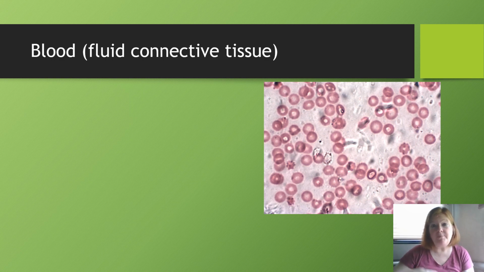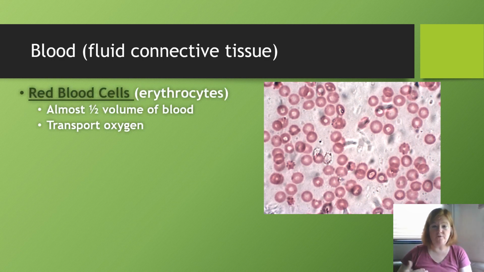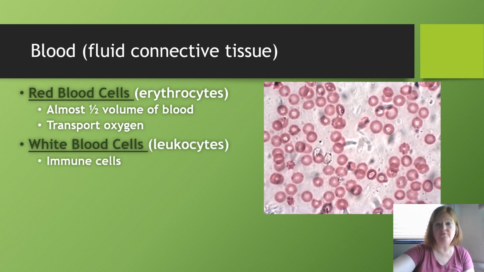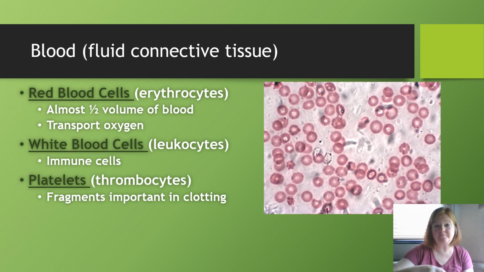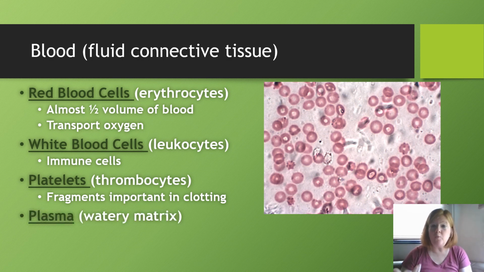Okay, we'll start with blood, one of the fluid connective tissues. It has four main components: red blood cells or erythrocytes. That's about half of the volume of blood, and it transports oxygen as a major function. White blood cells or leukocytes, those are immune cells, and they help protect the body. Then we have platelets or thrombocytes, and they're fragments of cells, not whole cells, and they're important for clotting. And then we have plasma, that's the watery matrix.